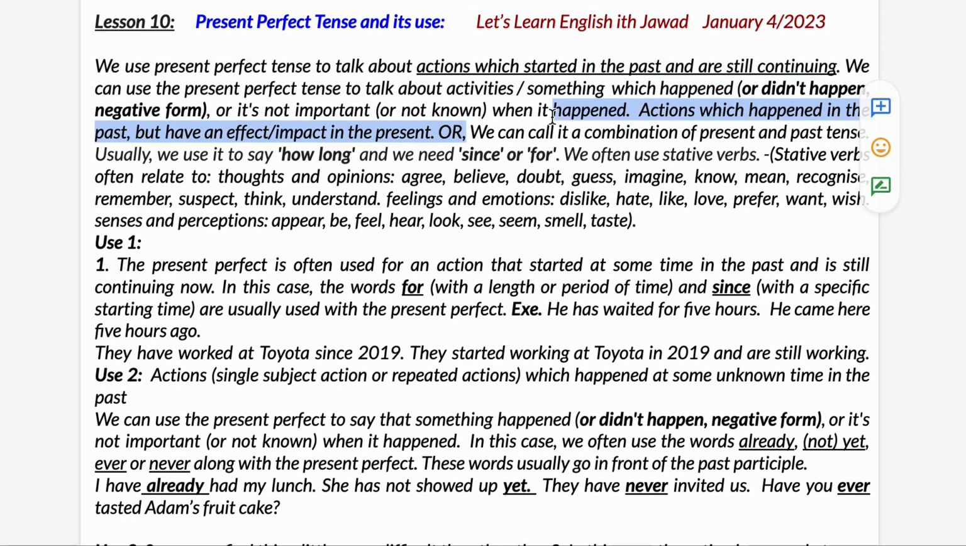Present perfect is used especially nowadays as a combination of present and past tense. So I'll give you guys examples and I will clarify the definition by itself. So from here to here, it's all one definition, but it has 3 to 4 different uses of present perfect. So we can call it a combination of present and past tense. So usually we use it to say how long.